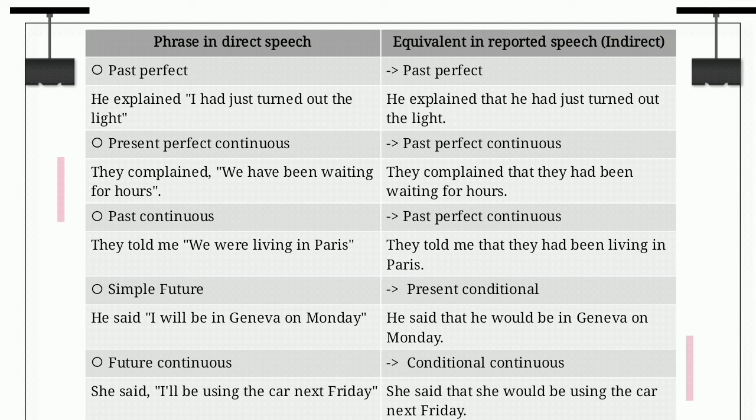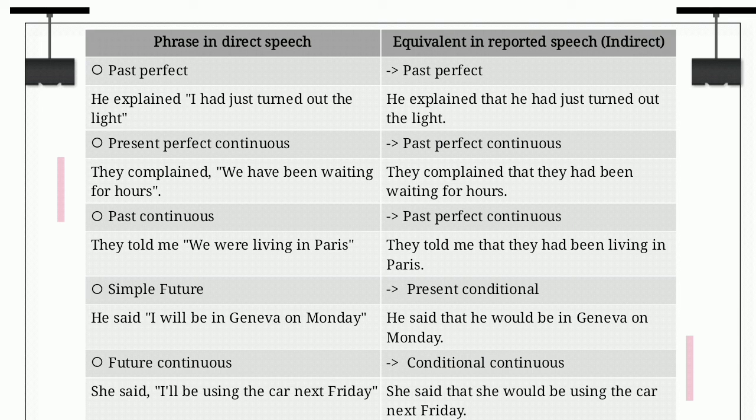Next is present perfect continuous becomes past perfect continuous. For example, they complained, "We have been waiting for hours," became they complained that they had been waiting for hours. Next is past continuous becomes past perfect continuous. For example, they told me, "We were living in Paris," became they told me that they had been living in Paris.